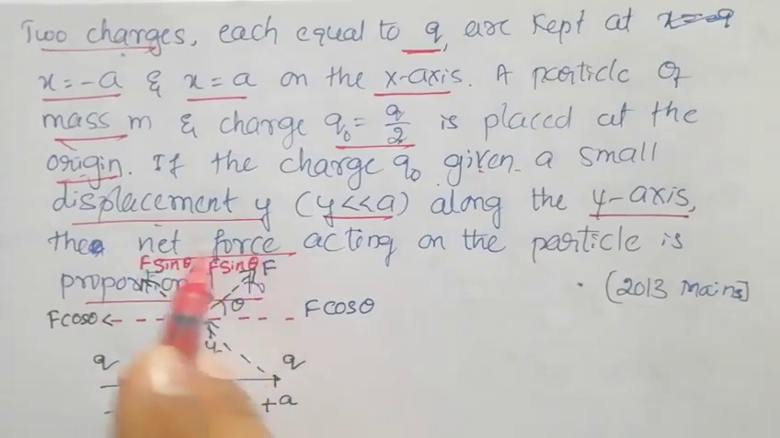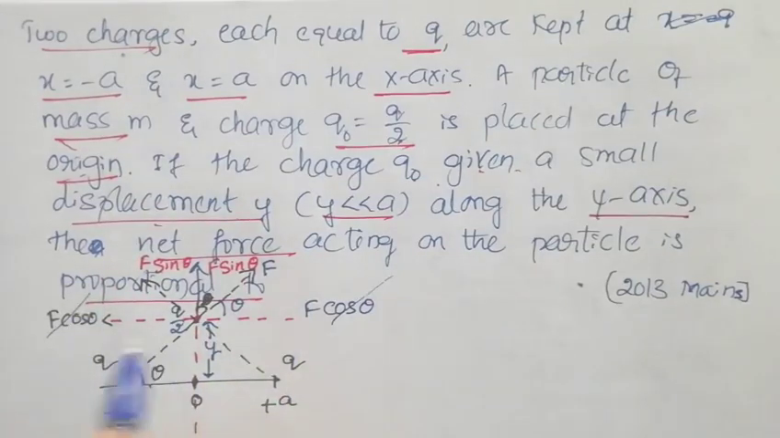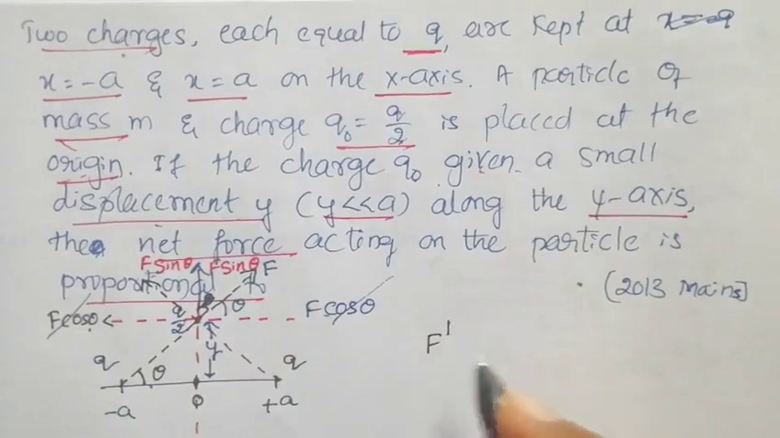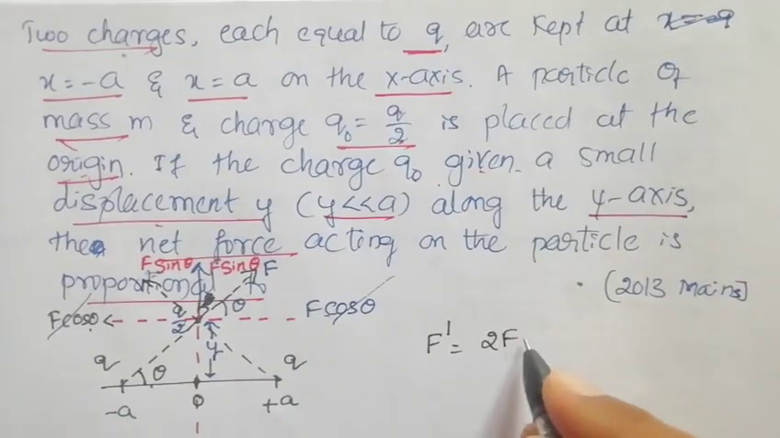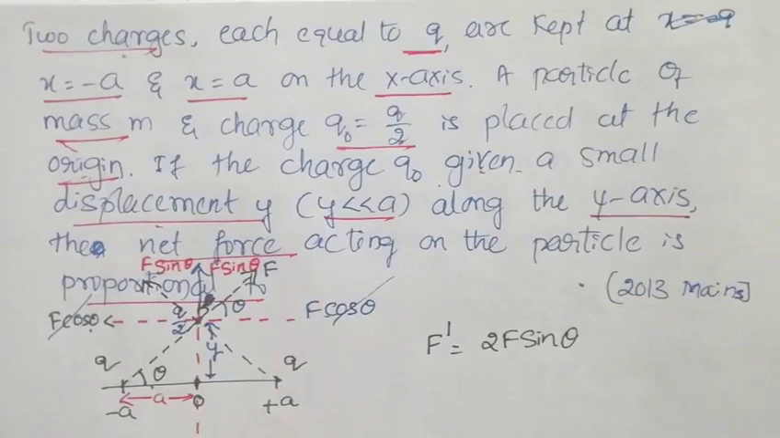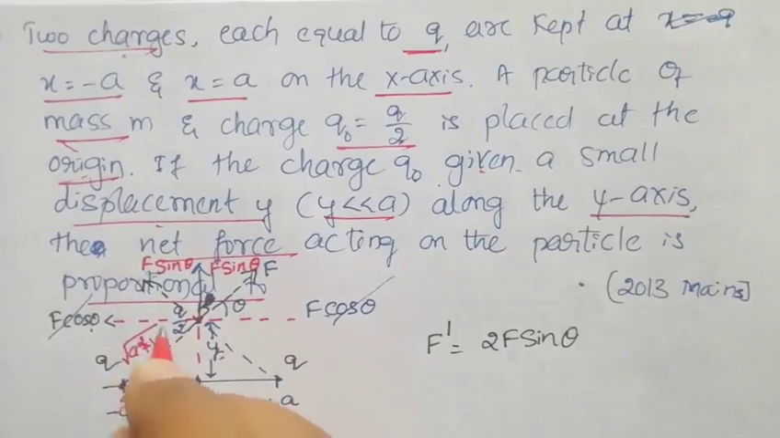Okay, total force is what now? 2 times F sin theta, because the F cos theta force is going to cancel with the other, as they are in opposite directions. So the net force acting, let me call it F prime, is equal to 2 times F sin theta. Now we need to see what F is. This distance from here to here is a, and this distance is y. Then the distance from this point to this point is the square root of a square plus y square.